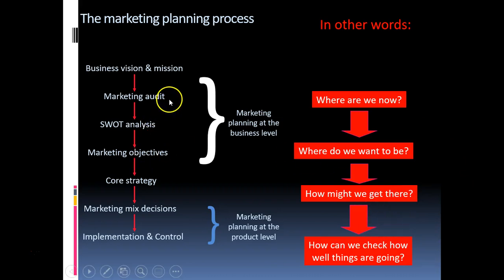So you can see here the basis of a marketing plan. We start off with a marketing audit, which is the where are we now. We summarize that in a SWOT analysis, and some of you might be familiar with SWOT: strengths, weaknesses, opportunities, and threats. Don't worry if you're not, because we're going to come back to that later in the module. Then setting some objectives in terms of where we want to be, thinking about what our core strategy is, and then developing those marketing mix decisions before moving into making sure we implement effectively, and that we're able to measure it as well.